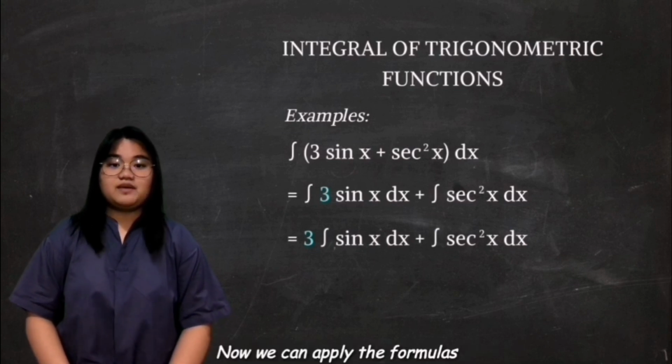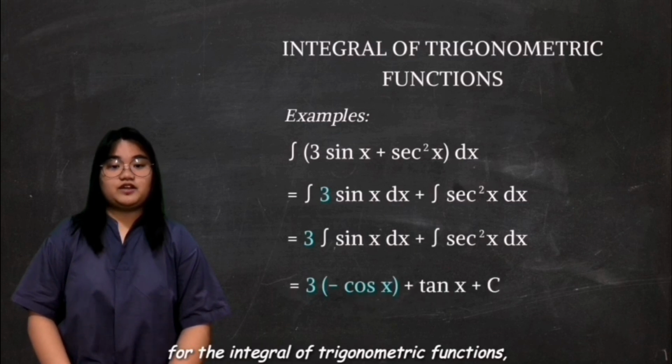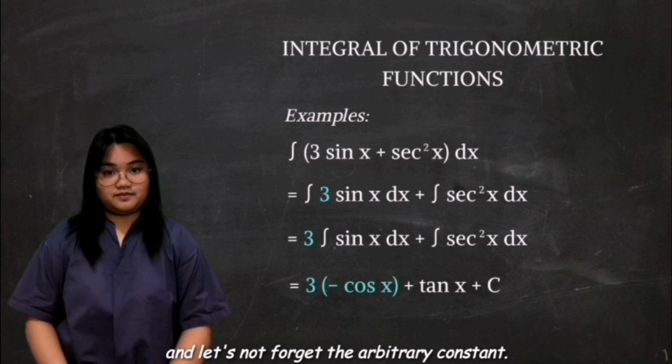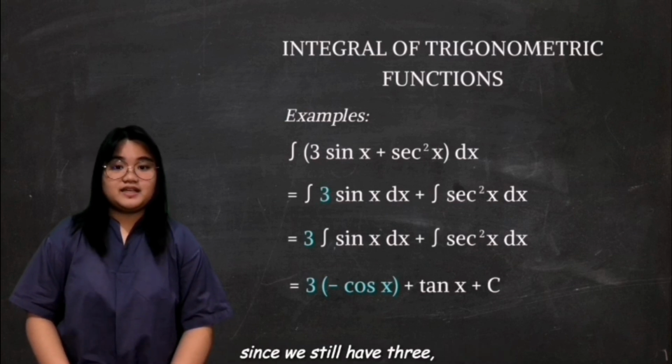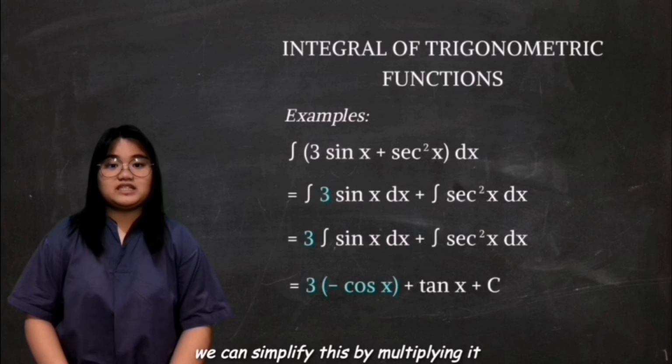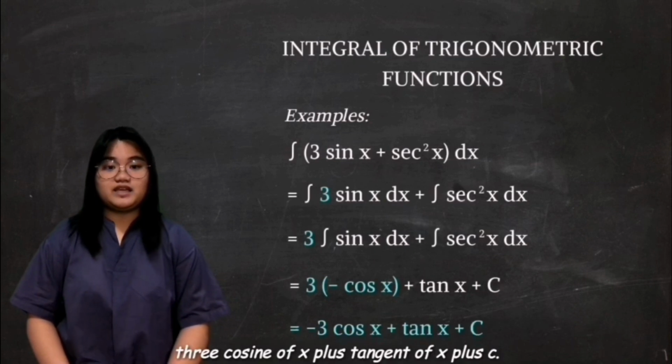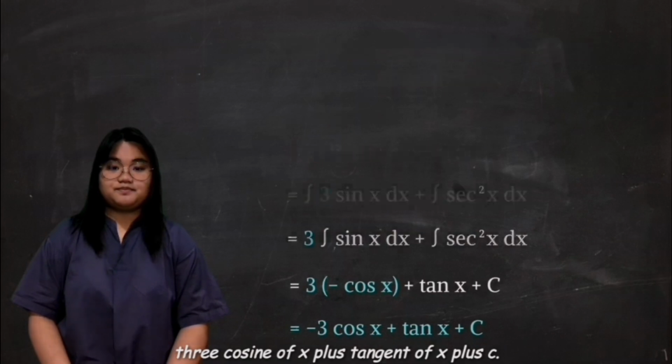Now, we can apply the formulas for the integral of trigonometric functions, and let's not forget the arbitrary constant. For the last step, since we still have 3, we can simplify this by multiplying it to the negative cosine of x. Our final answer is negative 3 cosine of x plus tangent of x plus c.